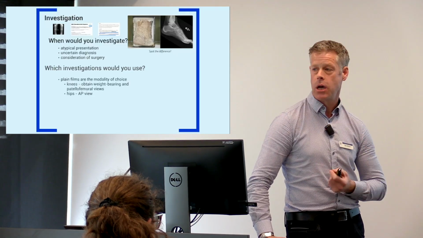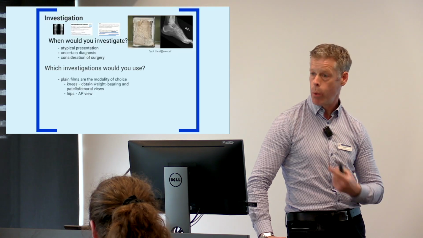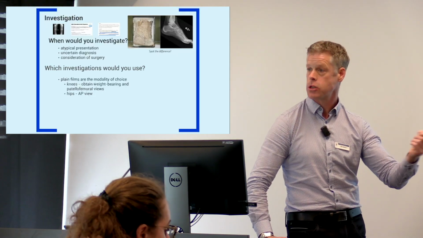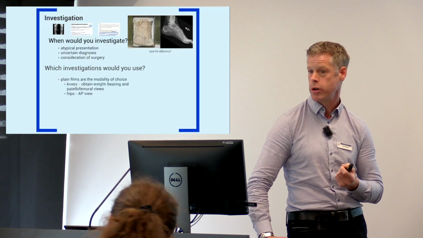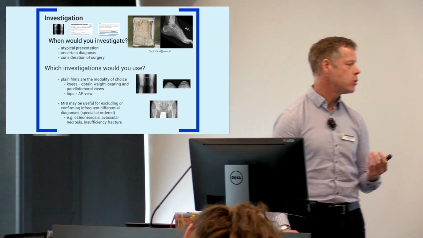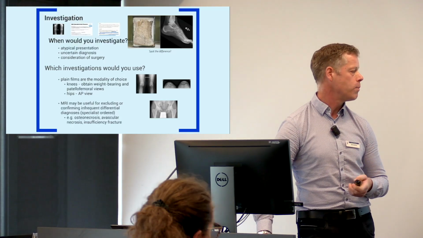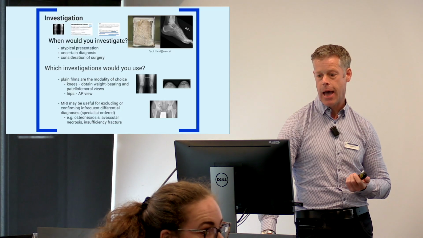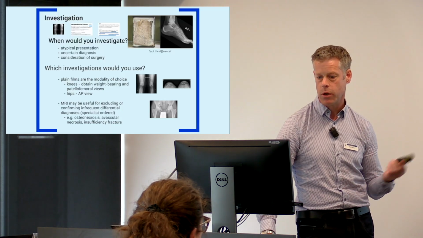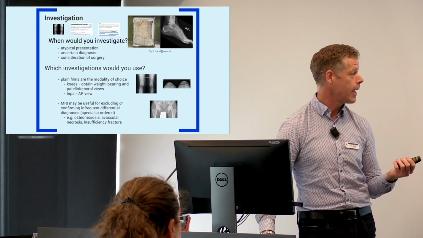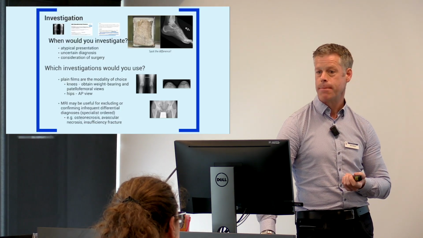And most of the time, plain films are what we want to use to look at that. That gives all of the information you need to plan a joint replacement surgery. And so advanced imaging will only be used if we're really trying to confirm or rule out more infrequent diagnoses, such as osteonecrosis, an insufficiency fracture or infection, something like that. Does that make sense?